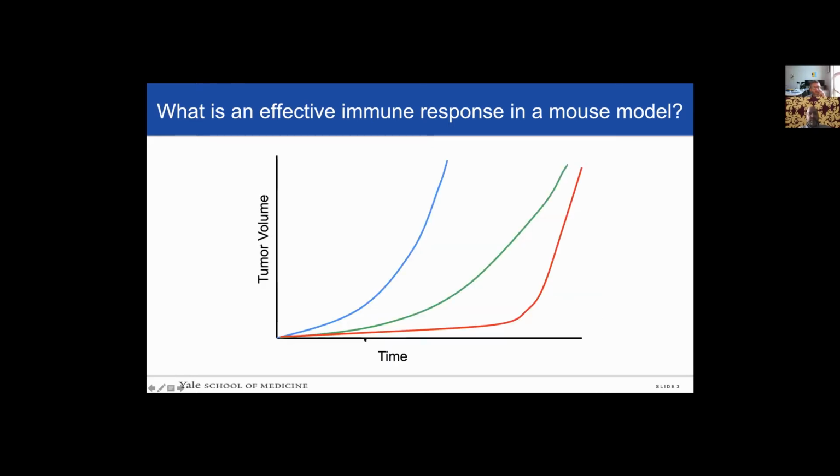So here's an example of what I was just talking about with tumor volume plots, where you might have a control curve here in blue, an experimental curve in green, or you could have an alternative experimental curve here in red, where the green and red end up at the same volume at a certain time point, but there's a different kinetic to it, where for a long period of time the red curve seems pretty well controlled.